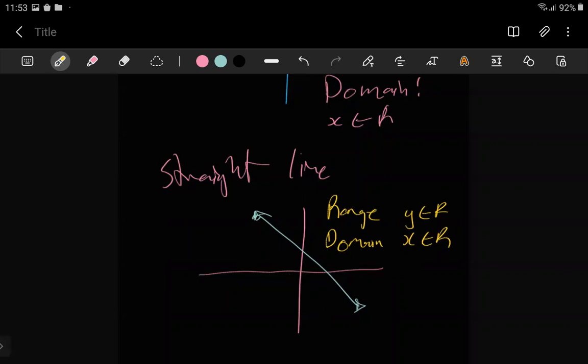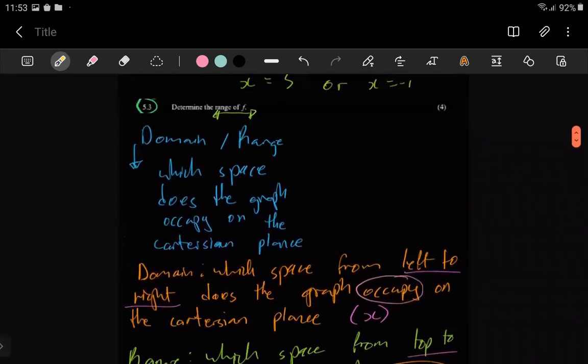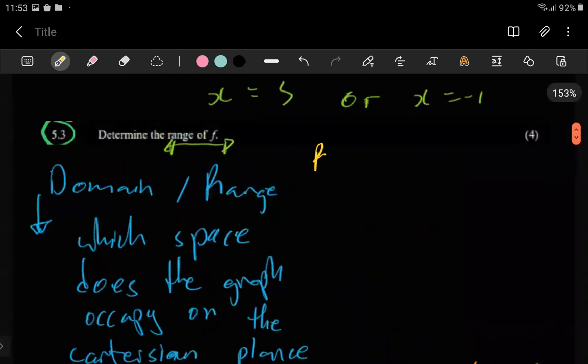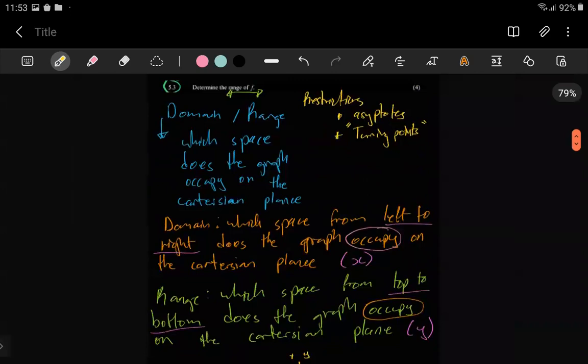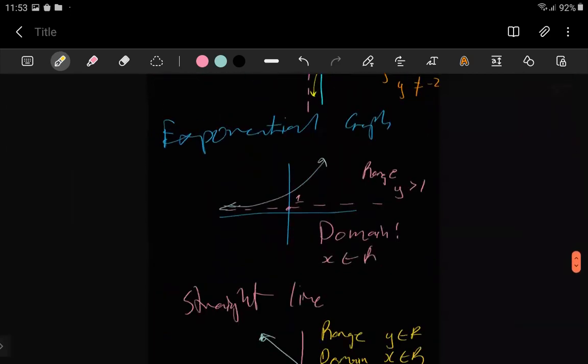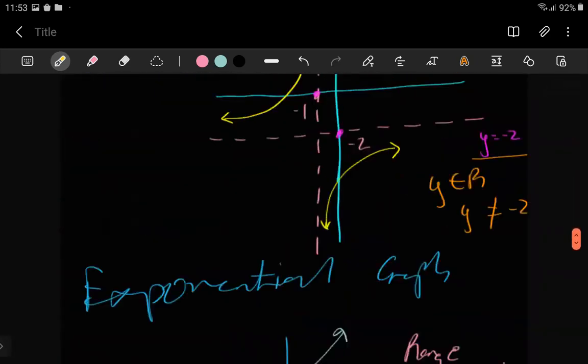There's no restrictions. So your restrictions to look out for are basically things like the asymptotes, and then turning points. But sometimes with turning points, I'm going to say sometimes because of the example we're going to use just now. When I say turning points, I'm mainly referring to, for example, the hyperbola and the parabola, where the turning point is something to look out for.